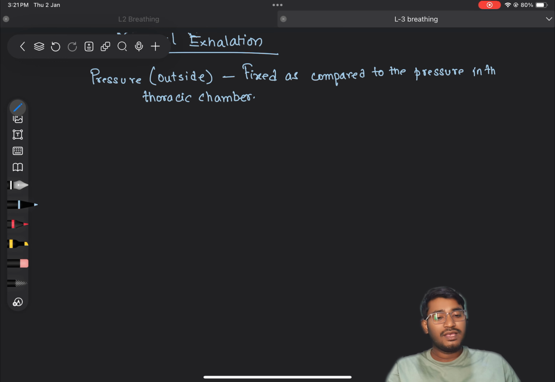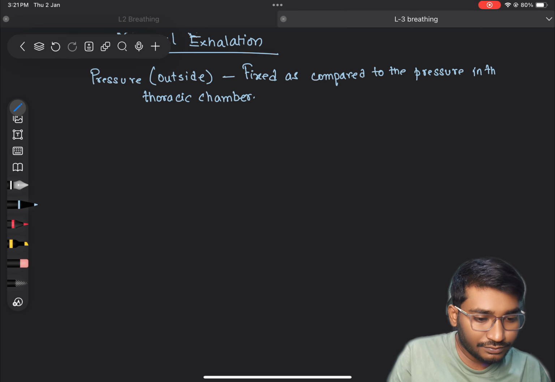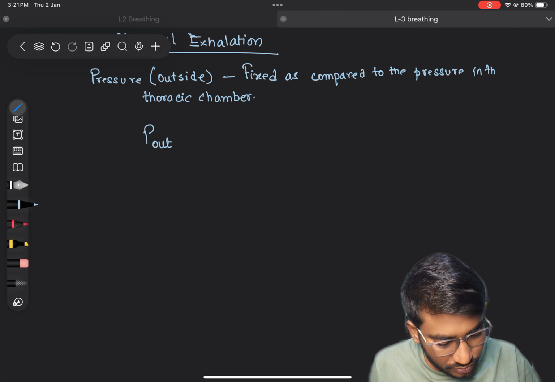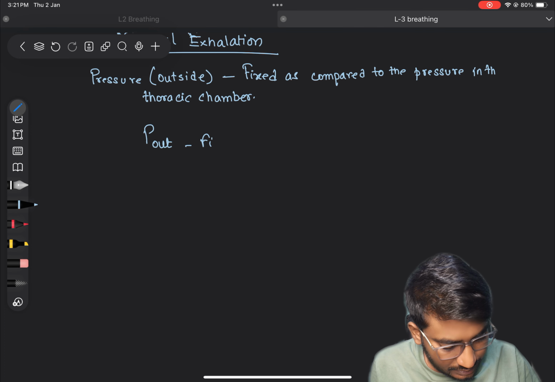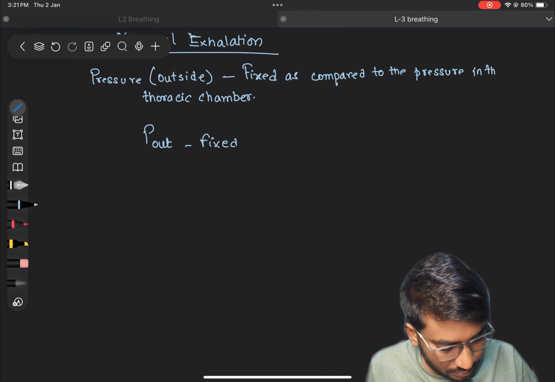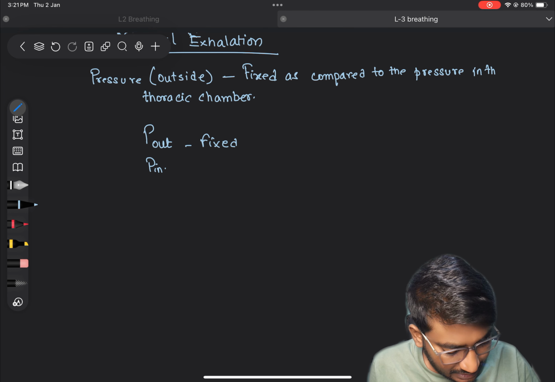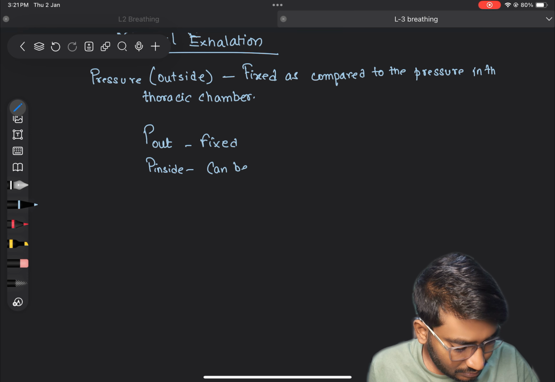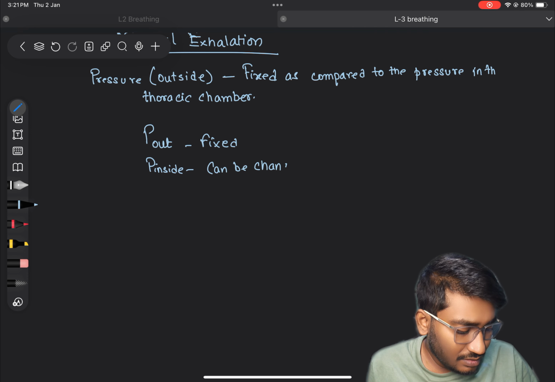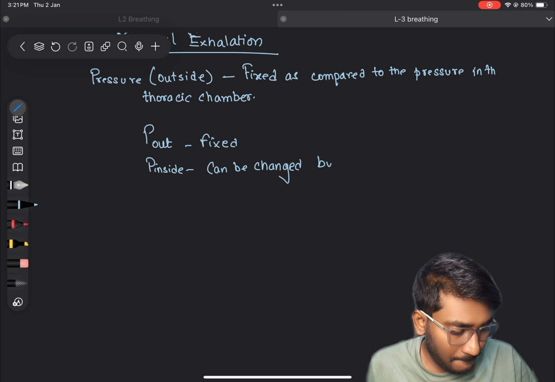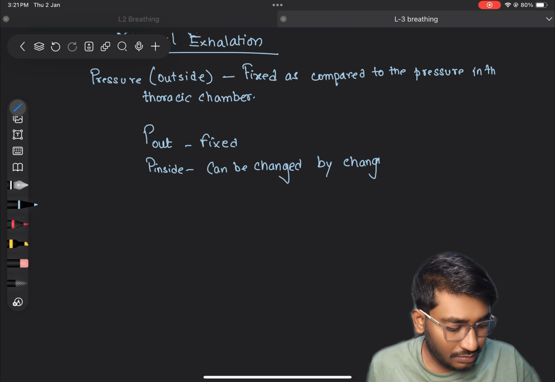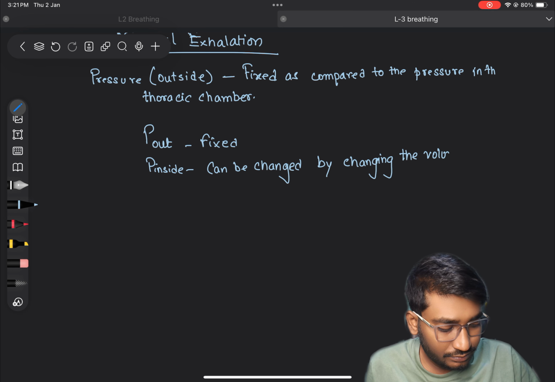Now I am writing pressure outside as P out, which is fixed. So P inside can be changed by changing the volume.